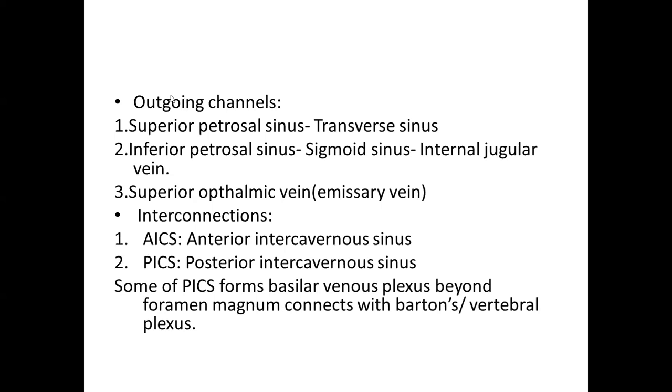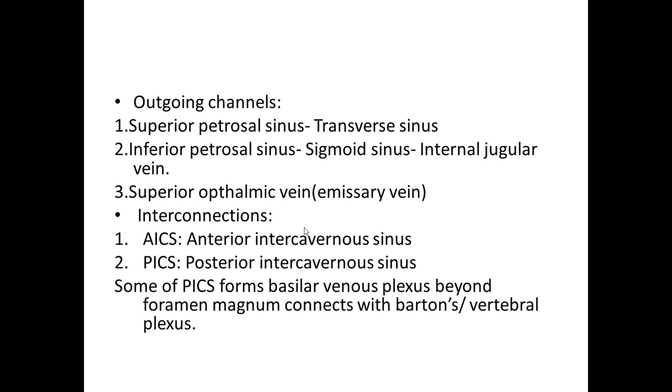Outgoing channels are superior petrosal sinus and inferior petrosal sinus. This superior petrosal sinus will communicate with transverse sinus. Inferior petrosal sinus will communicate with sigmoid sinus, which in turn communicates with internal jugular vein. As I told earlier, superior ophthalmic vein acts as an emissary vein. It acts as an outgoing channel also.